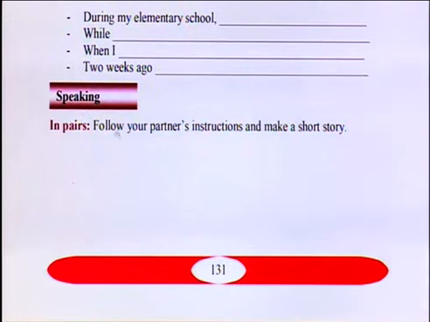In the next part we have speaking. Follow your partner's instructions and make a short story.